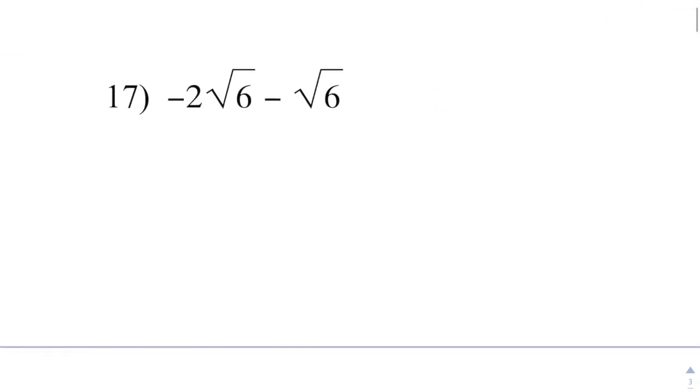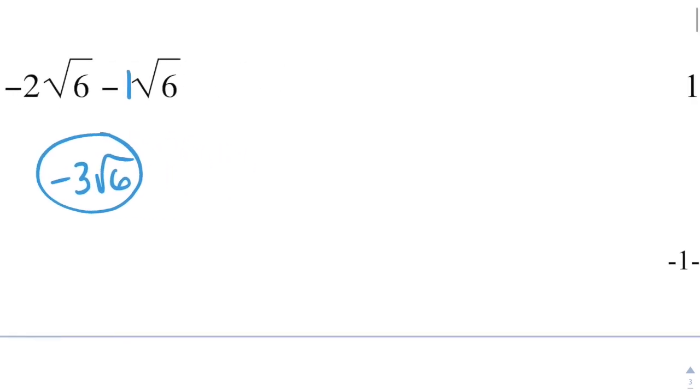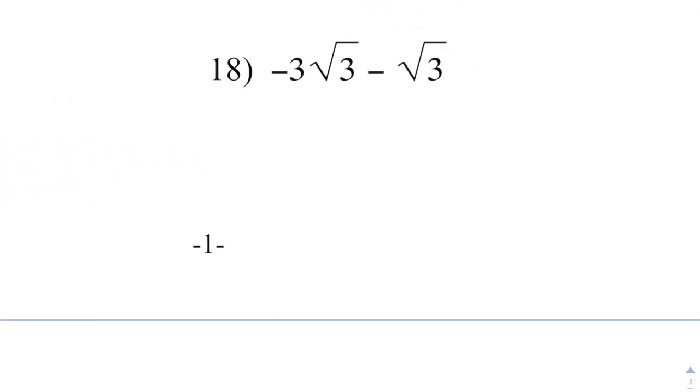Going on to number 17, we have 2 square roots of 6, negative 2 square roots of 6, take away 1 more square root of 6. We have a total of negative 3 square roots of 6. We are done. Again, we can't simplify that anymore. Square root of 3 we can't simplify anymore. What we do have is negative 3 of them minus another one. So that's negative 4 square roots of 3 combined. And we're done.